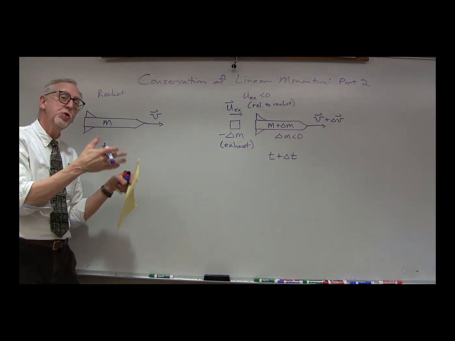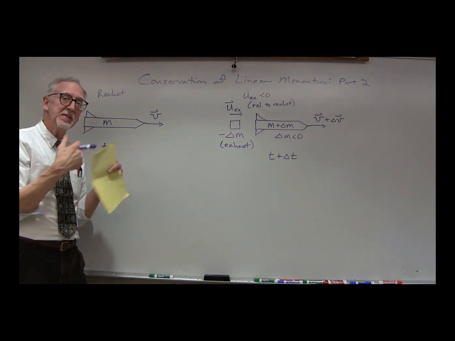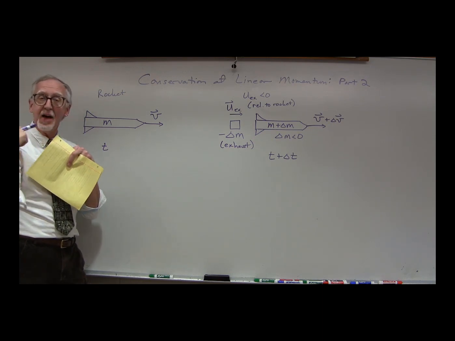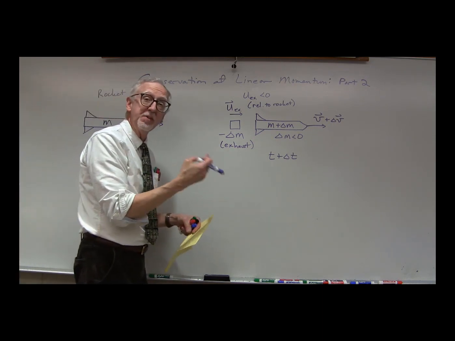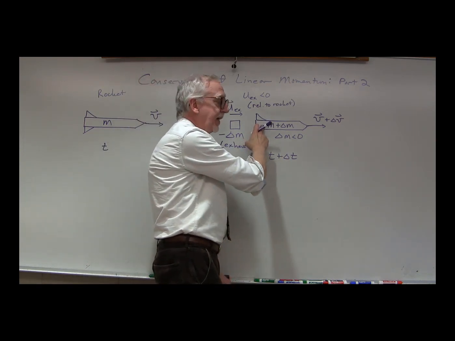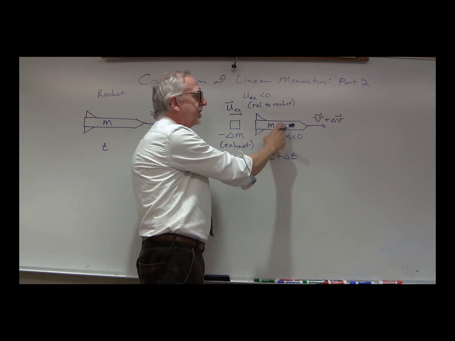So the rocket is losing mass. The mass of the rocket is decreasing as it sends out more burned up fuel exhaust out the back. So sometime later, at t plus delta t, the mass of the rocket will have changed. It's going to be a new mass m plus delta m.